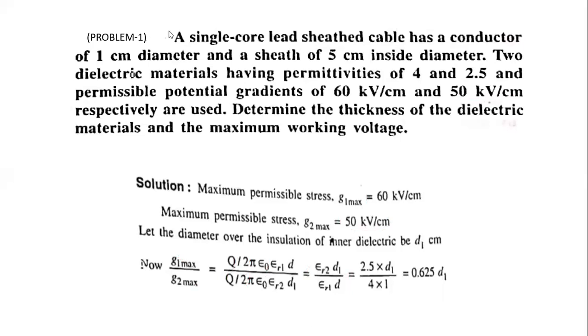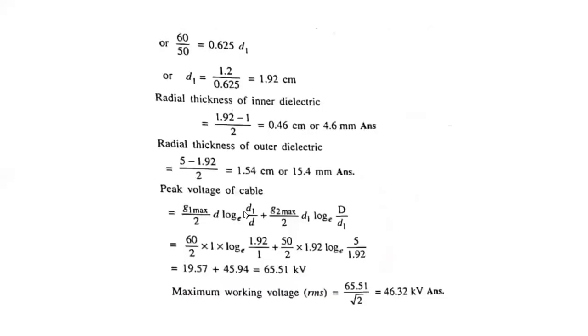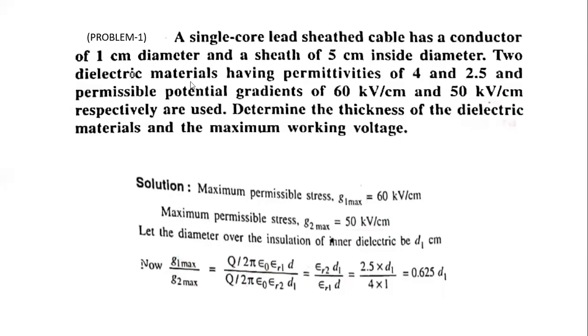In the problem, the conductor diameter, that is small d, is equal to 1 centimeter, and the sheath diameter, that is capital D, is equal to 5 centimeters.